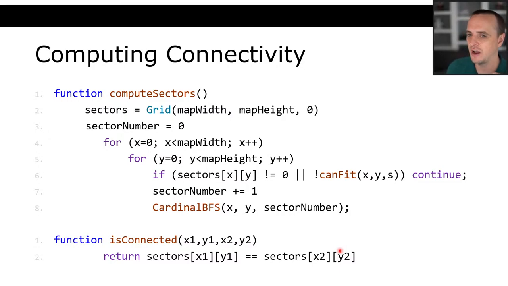Can you imagine how powerful that would be for like a video game? Just your AI might want to know, hey, can I reach the player? And now you can do it in constant time. You don't even need to look up the path at first. So we're going to use this to say, hey, is a path possible? If it's not, then don't even bother trying to search for a path.